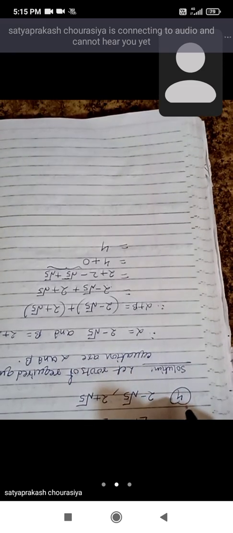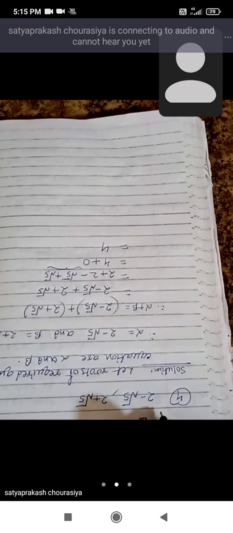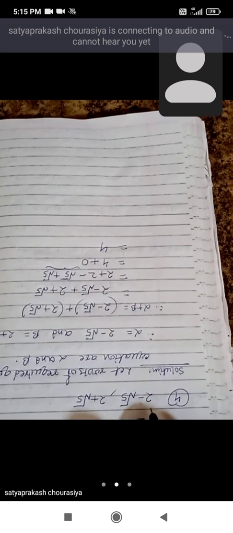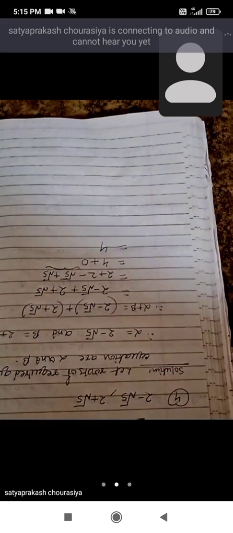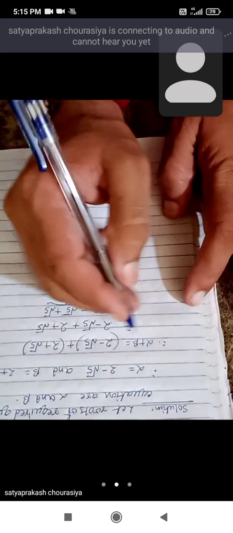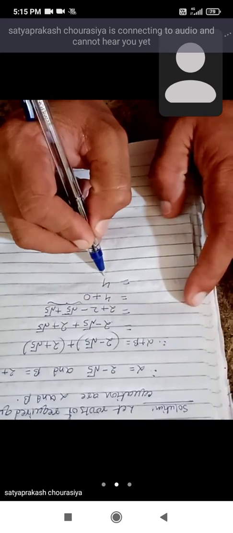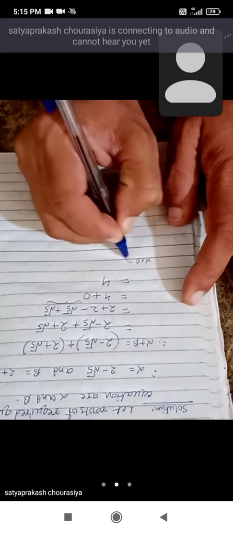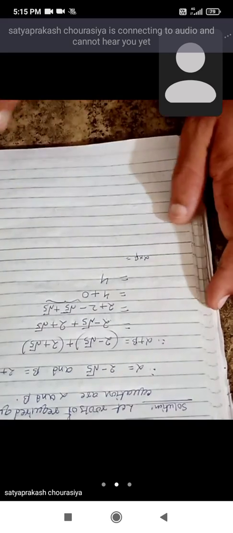Yesterday I started question number 4. In that, the two roots are given as 2 minus under root 5 and 2 plus under root 5. Here we have to form the quadratic equation. Now the first part was completed, that is alpha plus beta is equal to 4. Now we have to find the alpha into beta value, meaning the product of alpha and beta.